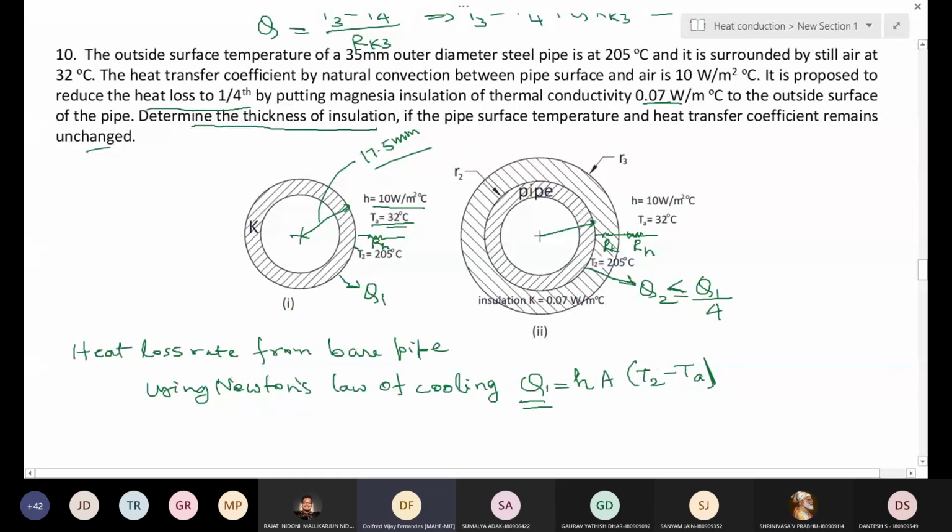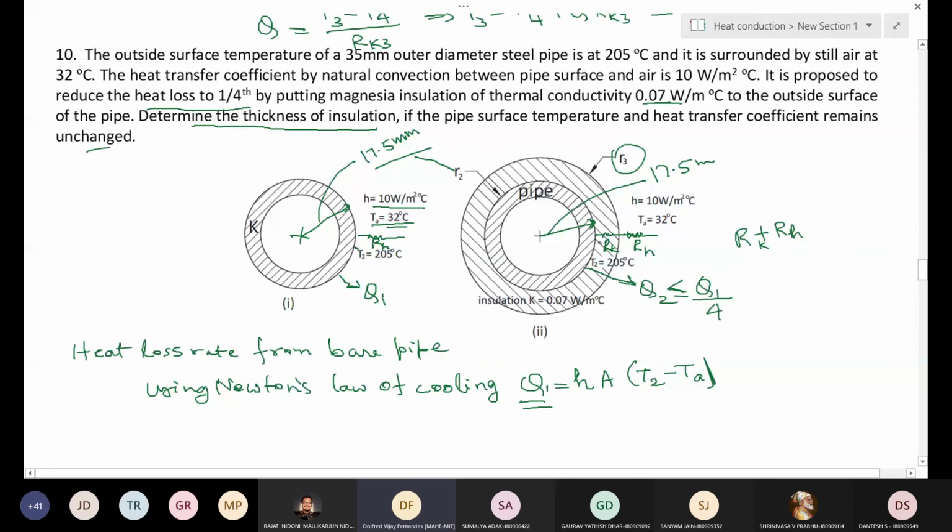What is the radius here? The first one I have marked here, this radius we know already. R2 is marked here, which is 17.5 millimeter. So R3 is what we have to determine. R3 will control the magnitude of RK and RH. In order to make Q2 equal to Q1 by 4, we can find what total RK plus RH is required.